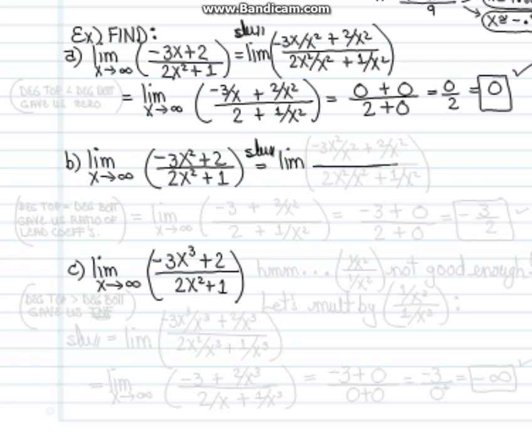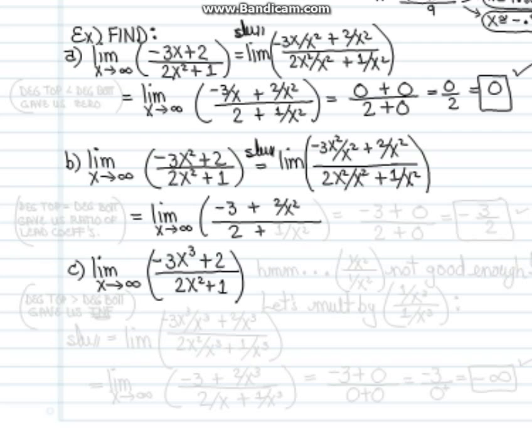Next one, we're going to divide the top terms and the bottom terms by the highest power of x in the function, x squared. So we're dividing by the same thing. Let's see if we get the same answer. I don't think so. This time we get negative 3 plus 2 over x squared over 2 plus 1 over x squared. And that gives us negative 3 plus 0 over 2 plus 0, which is negative 3 halves. That's certainly not 0 like the first one.